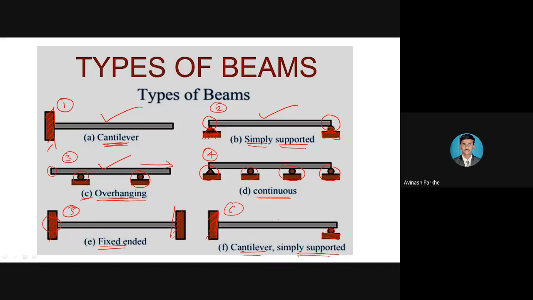One end is fixed, another end is free: that is called a cantilever. Second, simply supported: the beam is supported at the 2 ends only. And third, overhanging means the beam whose end portions are extended beyond the support. Even outside the supports, your beam is extended, whether on one side or the other side or on both sides, that particular beam is called an overhanging beam.